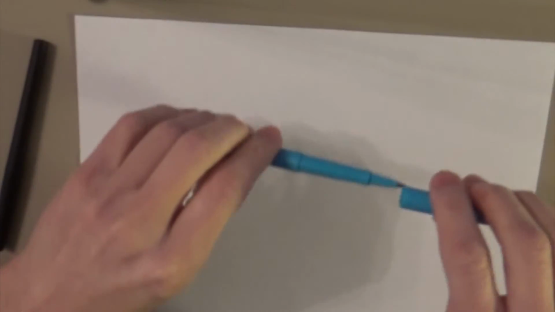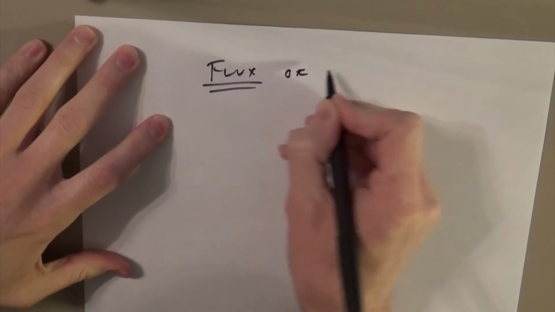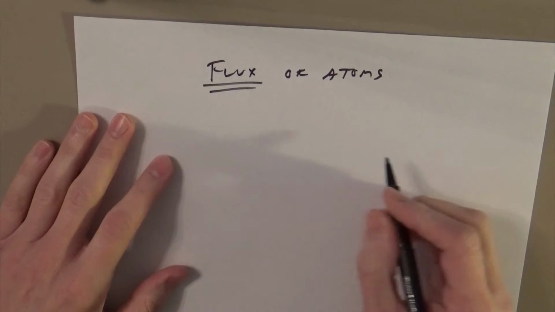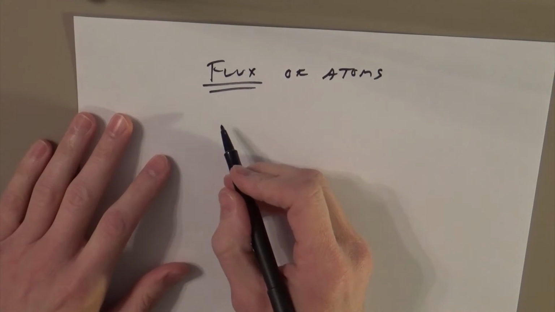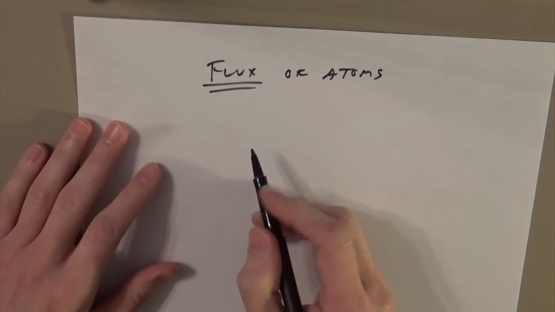So let's talk a little bit about the language that we use for diffusion and the mathematics. When we talk about ion diffusion, we talk about the flux of atoms or the flux of ions, which is basically the amount of atoms that pass a given area in a given time, right?